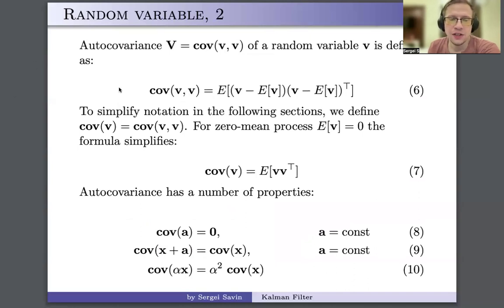Now, the next thing we need is autocovariance. There is a covariance that's a separate entity, but we're not going to use it. Instead, we're going to use only autocovariance. That's why I'm defining only this one. So autocovariance V, capital V, is defined as the covariance of V with V, right? And more concretely, it looks like this.